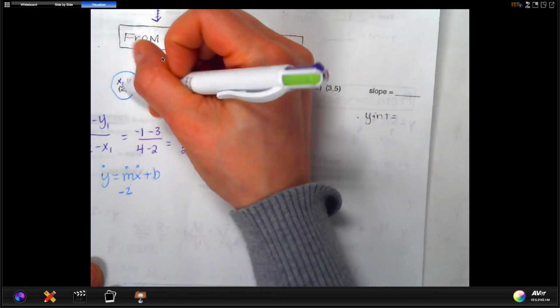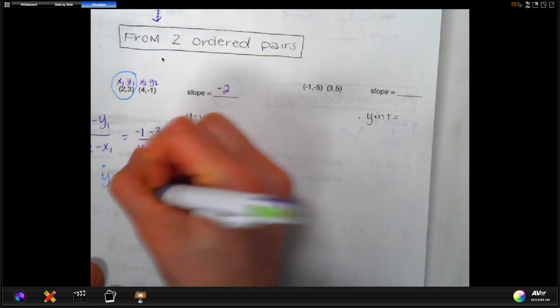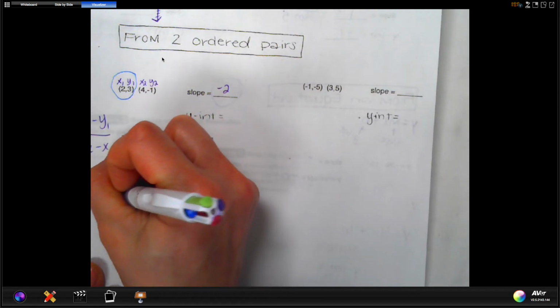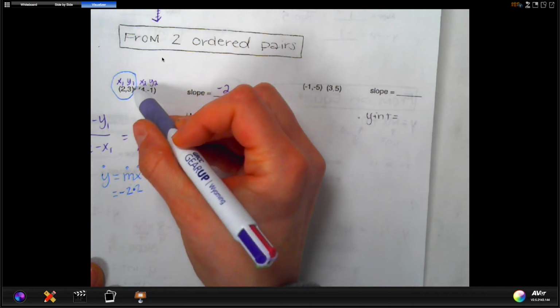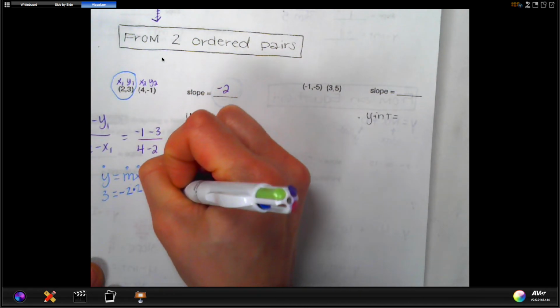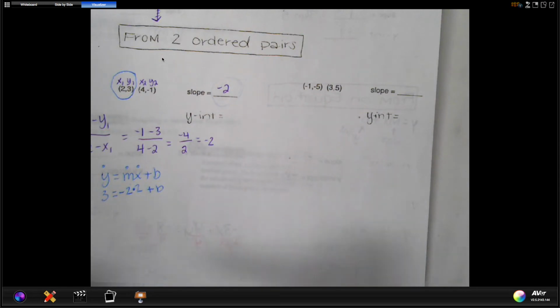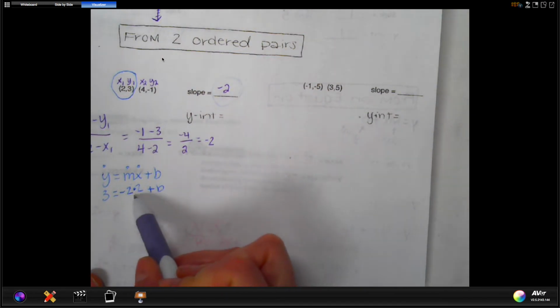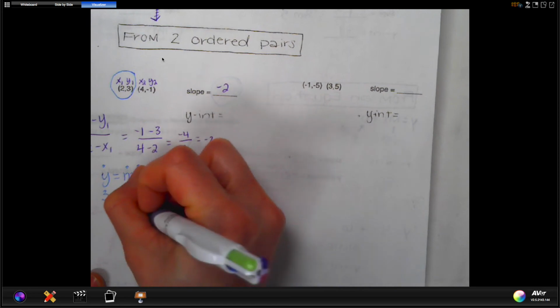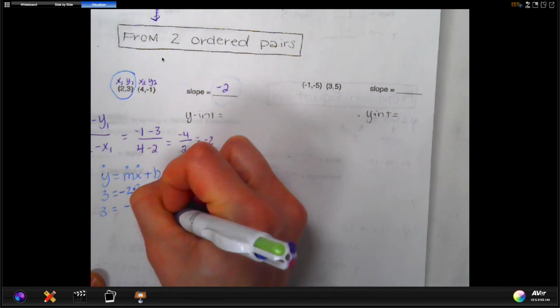So for x, I'm going to make it 2. And remember, they're right next to each other, which means times in math. I'm going to bring down my equal sign, and I'm going to substitute 3 for y. And we don't know b, so I'm going to leave it b. And I'm going to solve for that in a minute. Okay, in order to solve for it, I have to first multiply this. -2 times 2 is -4.